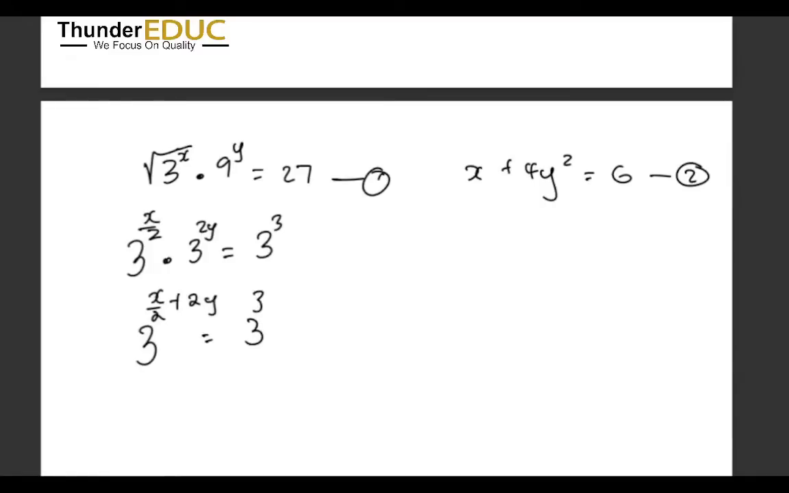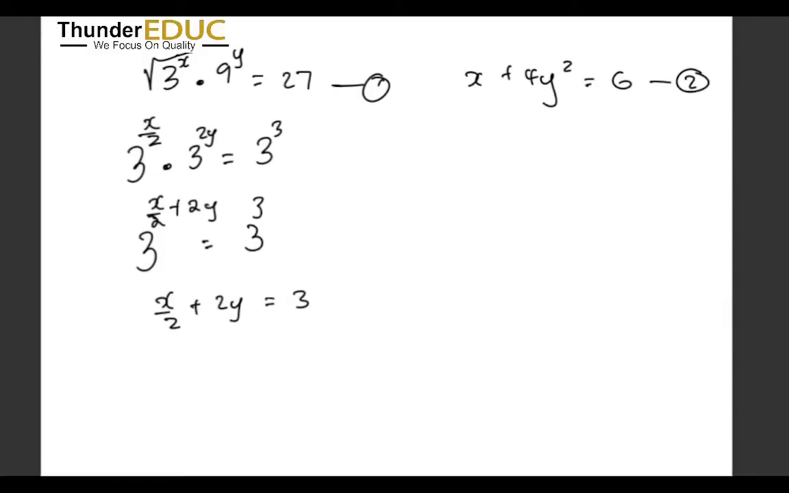It gives me 3 to the x. Now the bases are the same, so they can be dropped, and our focus is just on the exponents. So x over 2 plus 2y is giving us a 3. Then from this, we can multiply through by 2 to get rid of that 2. That's going to be x plus 4y is equal to 6. Let's move the 4y to that side, which means x is 6 minus 4y. Let me call this my equation number 3.